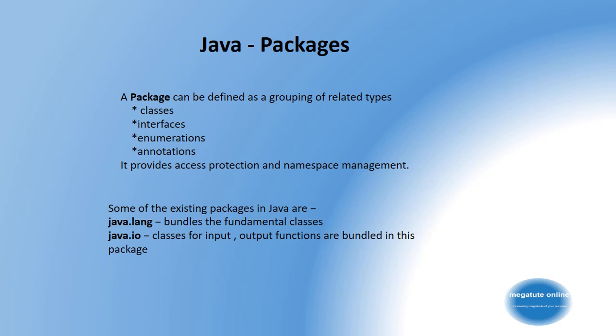Now, some of the existing packages in Java which you are already using are java.lang and java.io, right? Java.util, you import it in your program. In every program, you use java.util.*, and only then does it allow you to use functions like System.out.print or sc.nextInt or sc.nextDouble, right? Because those are all defined in the package java.util, which we have already discussed in the previous videos.